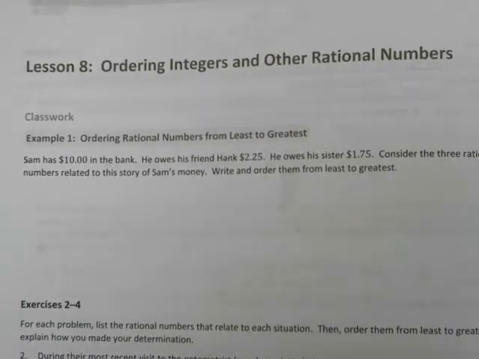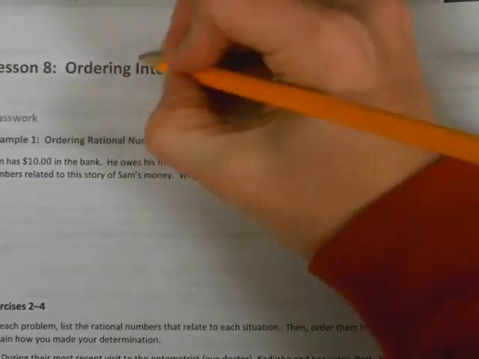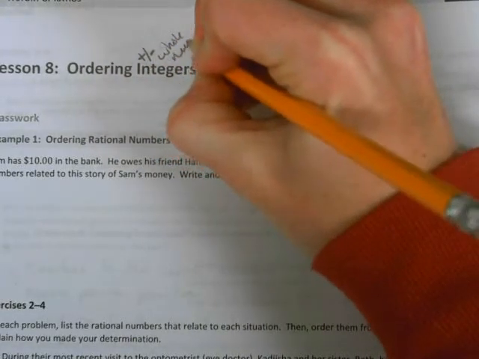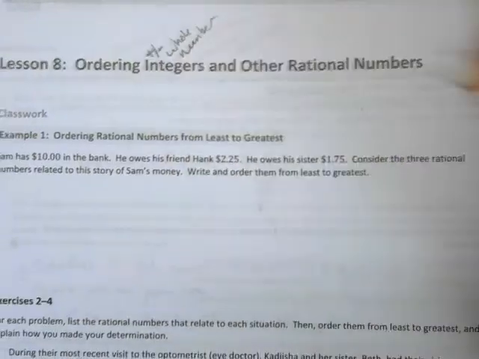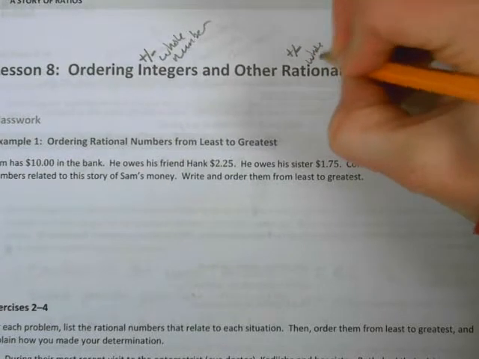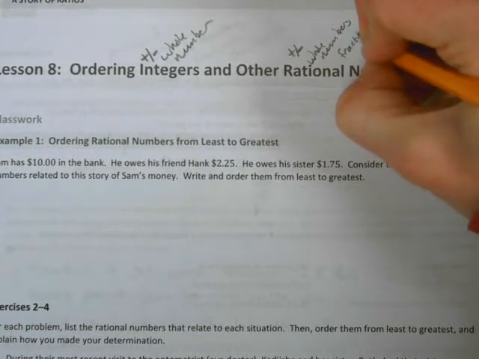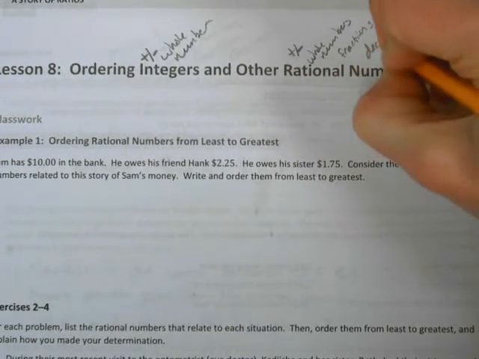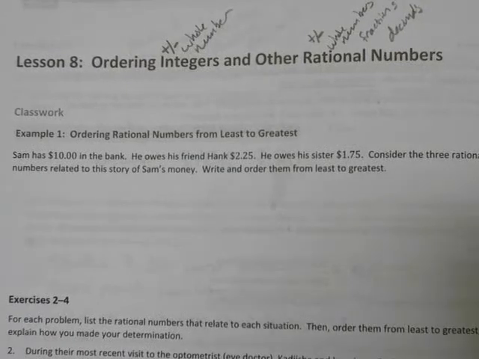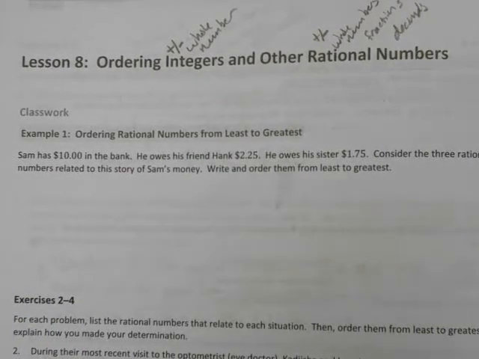In Lesson 8, we continue with ordering integers and rational numbers. As a reminder, an integer is a positive or negative whole number, and rational numbers are positive or negative whole numbers, fractions, and decimals. So today you're expected to be able to look at any set of fractions, decimals, or whole numbers, positive or negative, and put them in order from least to greatest.